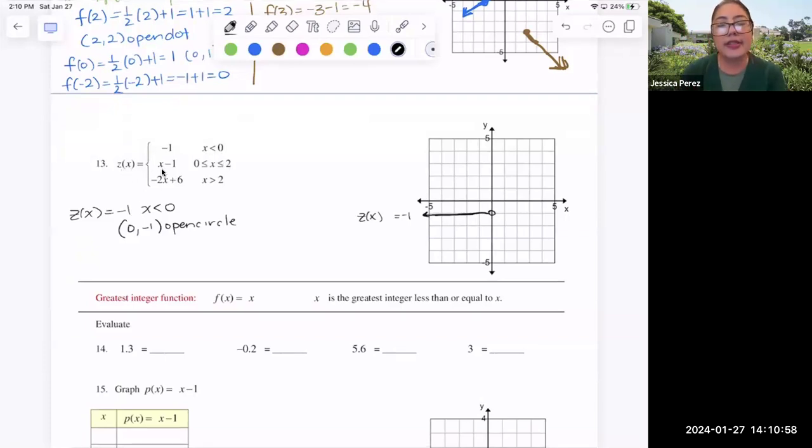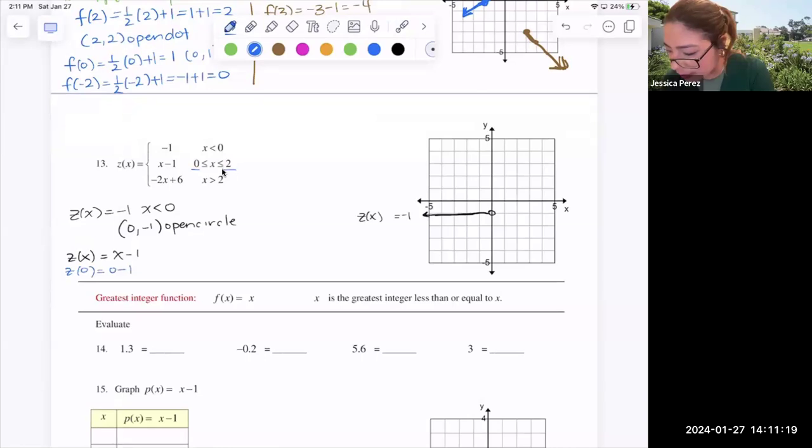Now the next one, z of x equals x minus 1, is everything in between 0 and 2. So here I have 2 different endpoints, so I have to substitute those endpoints. Here I'm going to do z of x is equal to x minus 1, where one endpoint is 0 and the other is 2. So z of 0 is 0 minus 1, which is equal to -1.